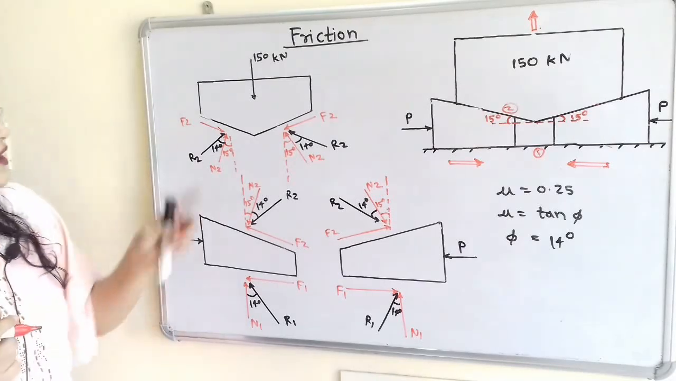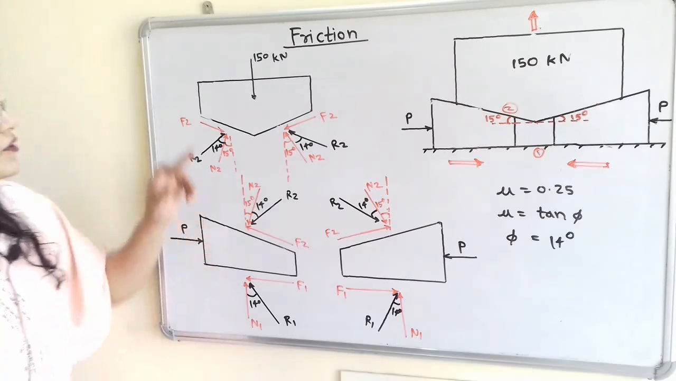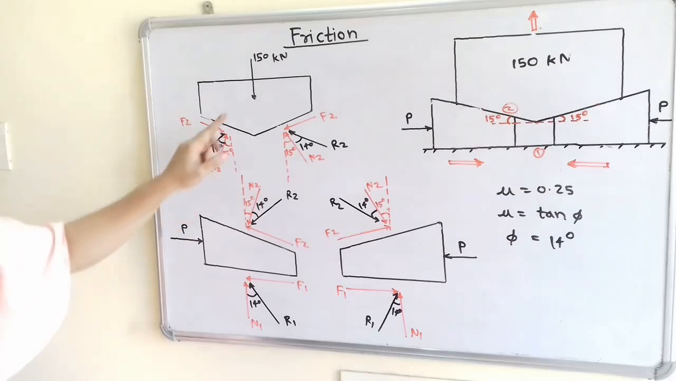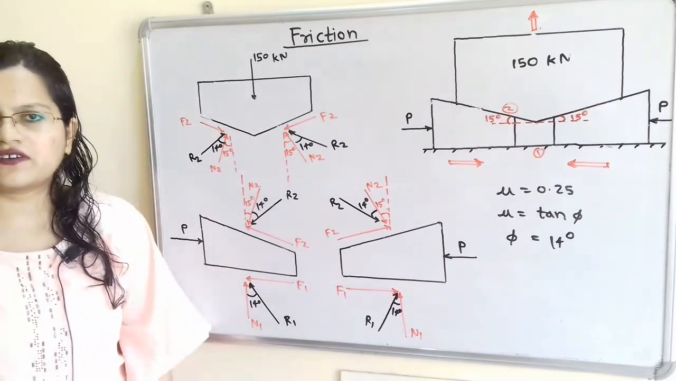Now if we observe the block, there are three forces. Which are these three forces? Weight, R2 and R2. These three forces are passing through the center of the block, so these are concurrent forces.